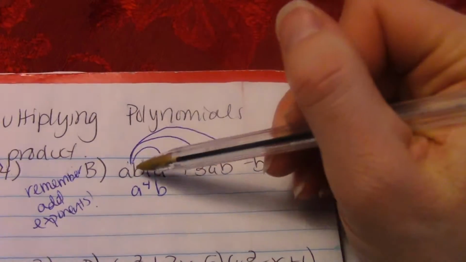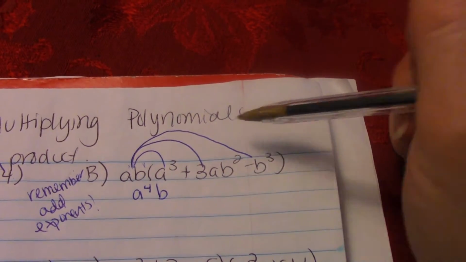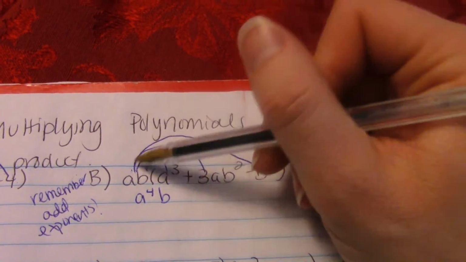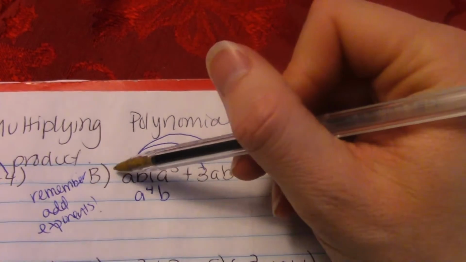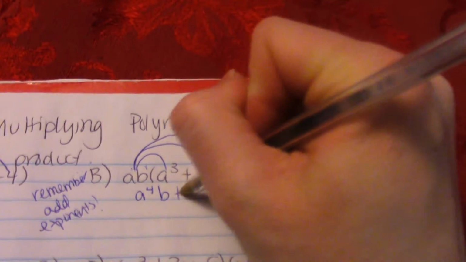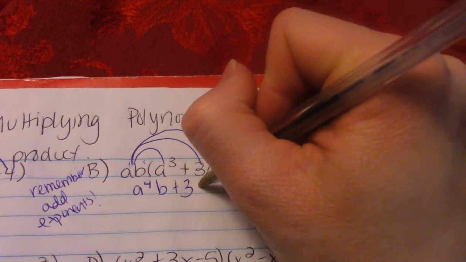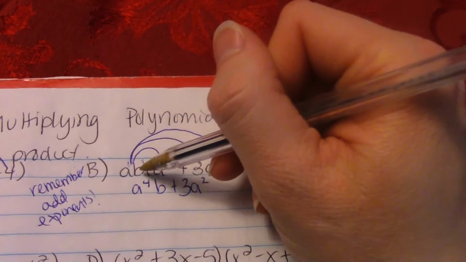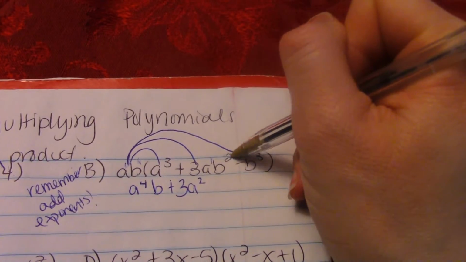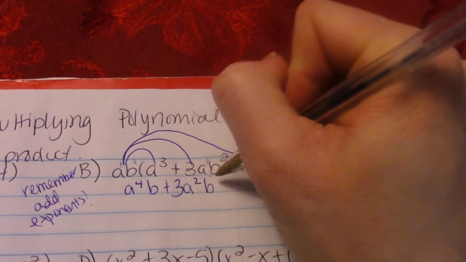Going to do the ab times 3ab squared. There's no number here, so 1 times 3 is 3. We've got 1a and 1a, which makes 2. And then 1b and 2 b's makes 3.